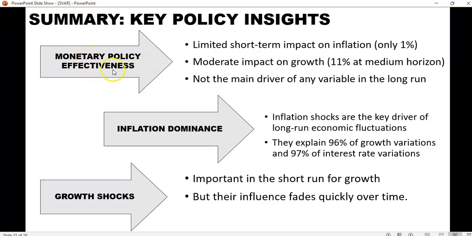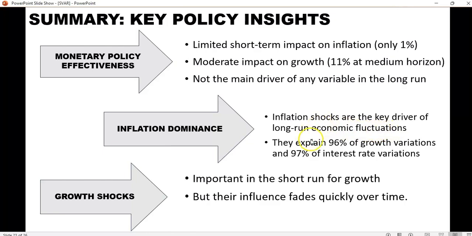Now, what are the key policy insights for the structural variance decomposition? You see the monetary policy effectiveness. There's limited short-term impact on inflation, which is only 1%. There's moderate impact on growth, 11% at medium horizon. And also, monetary policy is not the main driver of any variable in the long run. So we also have inflation dominance. Key policy insight, where inflation shocks are the key driver of long-run economic fluctuations.